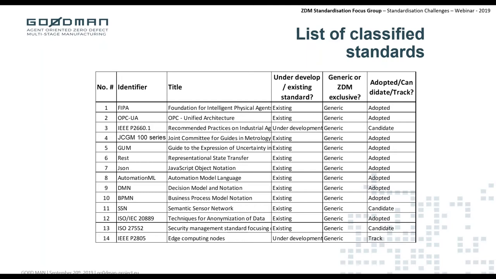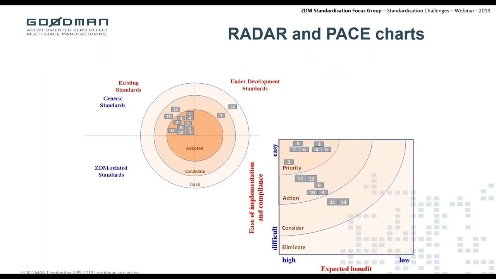Translating this list to the radar and pace charts, it is possible to verify in the radar charts that all the standards that we use are generic standards related to ICT measurement domains and not specific for ZDM. We also identify two standards that are under development, positioned as candidate and track, and the majority was adopted and it is marked in that narrow circle.